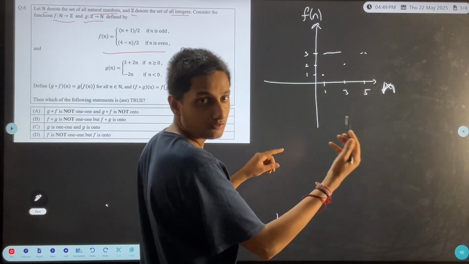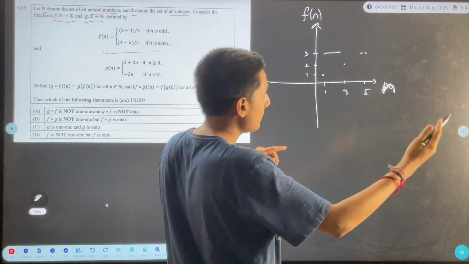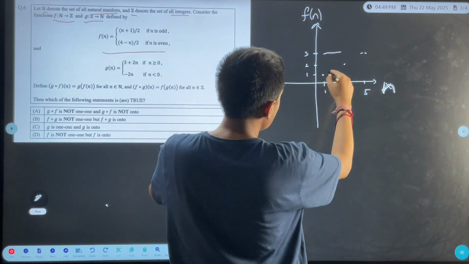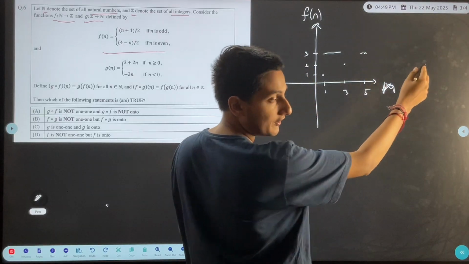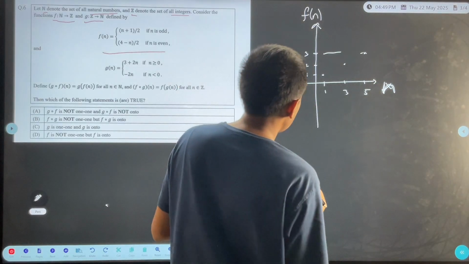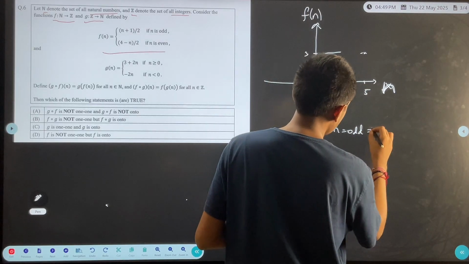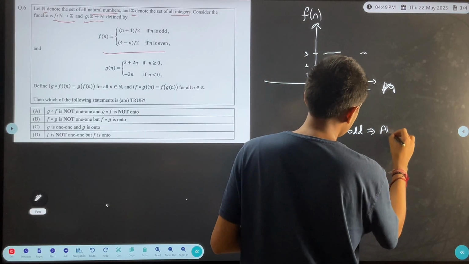So as you go through the odd numbers one by one, the value of the function f of n will be all the positive integers one by one. Therefore, for n equal to odd, the output is all the positive integers.